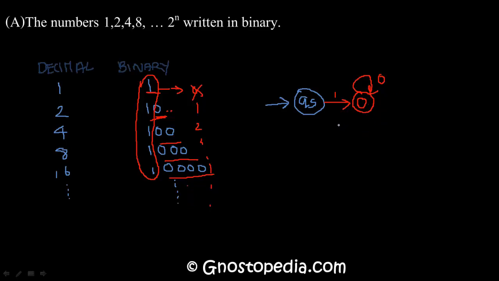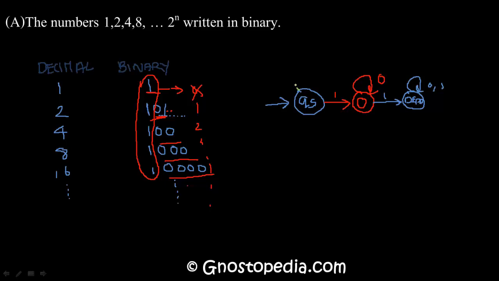However, the moment I get a 1 after the sequence of zeros, or a 1 after the first one, it is not valid because it will no longer be in the form of 2 raised to n. Hence, on a transition 1, I will move to a dead state where a 0 or 1 will go into an infinite loop and it will never be accepted.